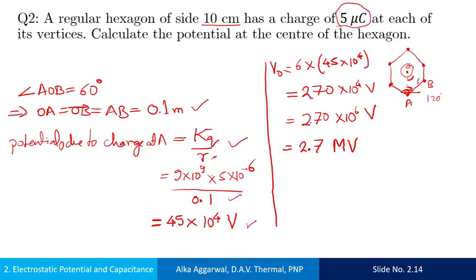Similarly, due to the charge at B, the answer is 45 into 10 to the power 4 volt. Due to the charge at C, the answer is the same. And due to all the charges placed at the vertices of the hexagon, the answer is 45 into 10 to the power 4 volt each. When we add all these potentials, it is 6 times 45 into 10 to the power 4 volt, which is equal to 270 into 10 to the power 4 volt, that is 2.7 megavolt.